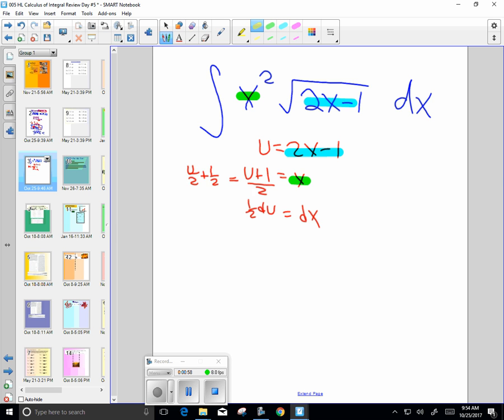Okay? You can replace those. So we're going to do it. We're going to replace x with u plus 1 squared over 2 squared. And then we're going to replace square root of u as u to the 1/2. But careful here, dx needs to be 1/2 du.